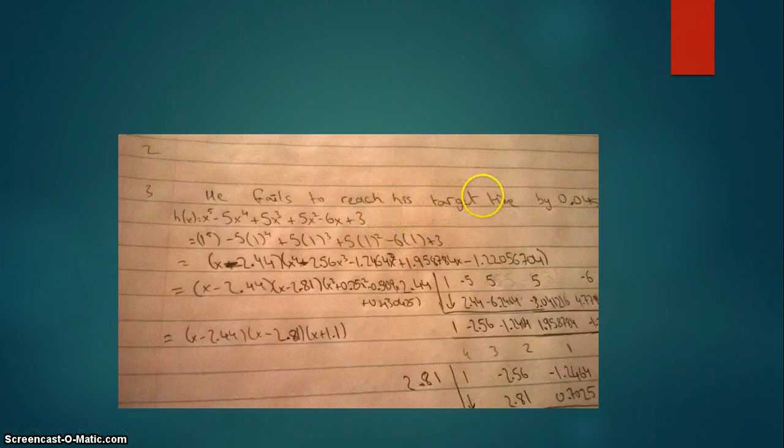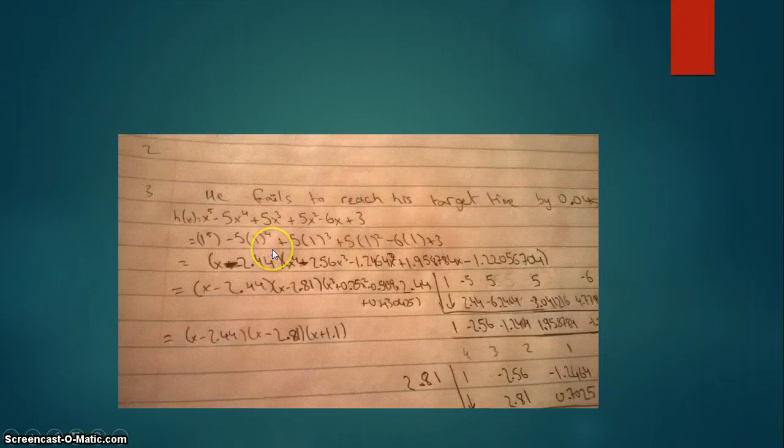So we see through the graph that the person fails to reach his target time by 0.04 seconds. What I did here first was get the equation down and use the factor theorem. First I tried 1, it did not work, and after doing this several times I finally got the factor, which was 2.44.